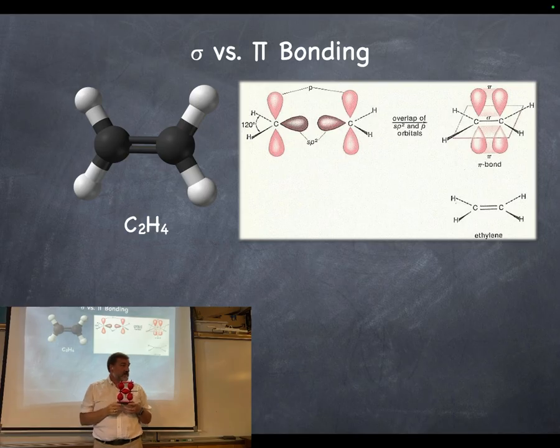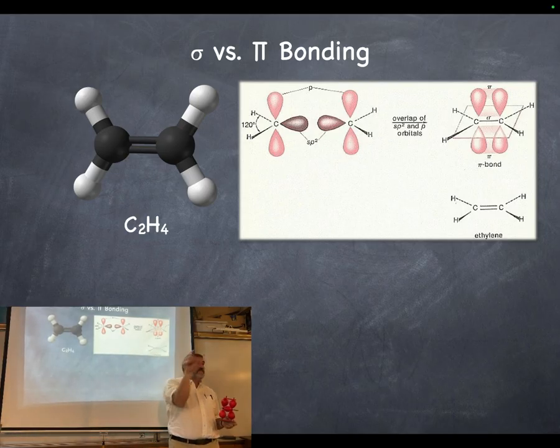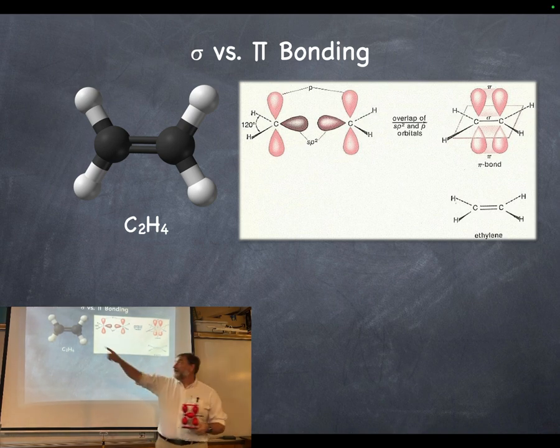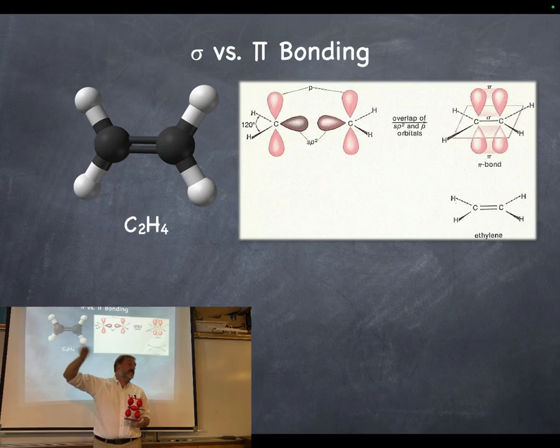All right? Questions? So when you're counting, you're just counting how many extra lines there are. The first line you draw is a sigma. So one of these lines is a sigma. Exactly. If it was a triple bond, you would count that as a sigma and then two pi's. It's really not that complicated. You just got to count. If it's a single bond, it's a sigma. A double bond is a sigma and a pi. A triple bond is a sigma and two pi's.